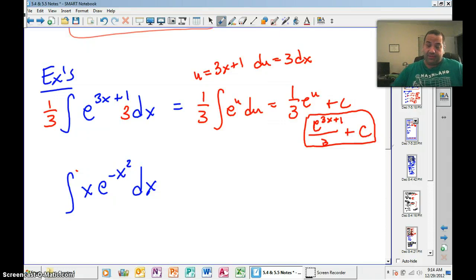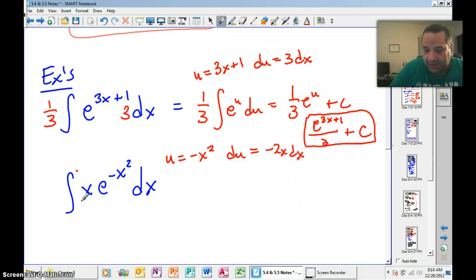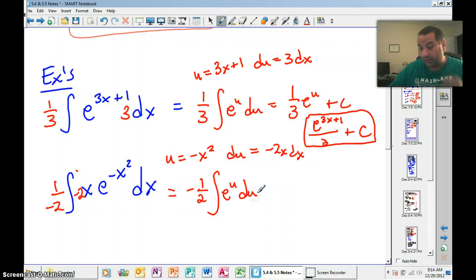So I'm going to do the same thing. This looks a little crazy, but let's let the u fall into place. U equals negative x squared. That means du, take the derivative, is negative 2x dx. Well, holy cow, I have the x there already. So all I have to do is add the negative 2 and divide by the negative 1/2. Done. So you're going to get negative 1/2 the integral of e to the u du.